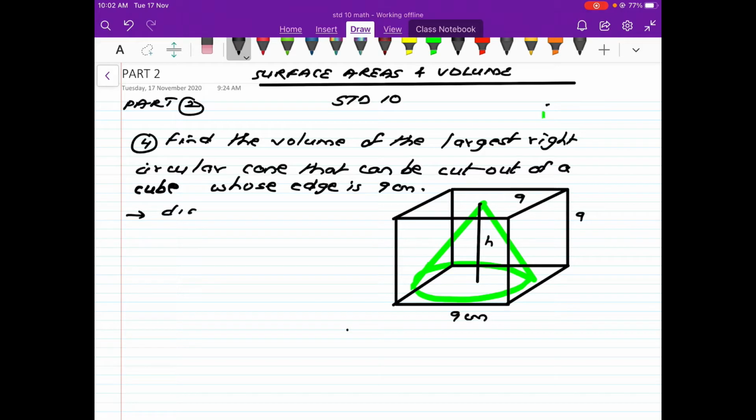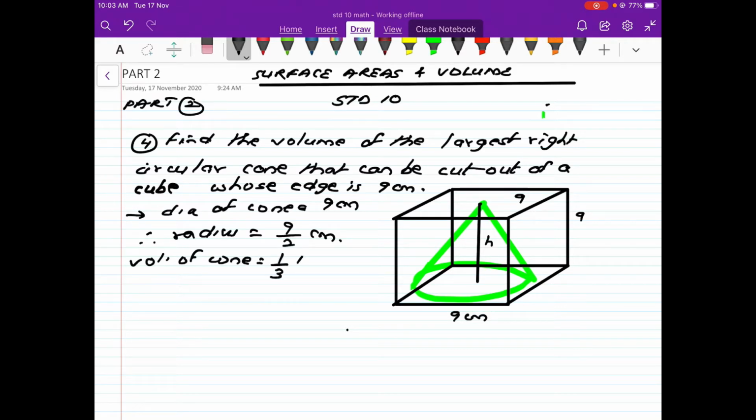So we will say the diameter of the cone is 9 centimeters. Therefore, the radius is equal to 9 upon 2 centimeters. Now, first we will have to find the volume of the largest cone that can be cut. So, volume of cone is given by the formula 1 upon 3 pi r square h.